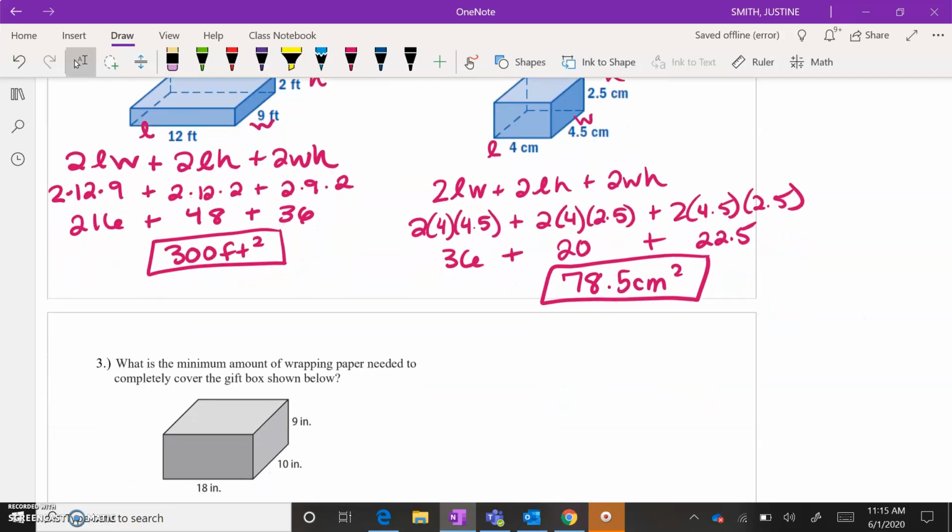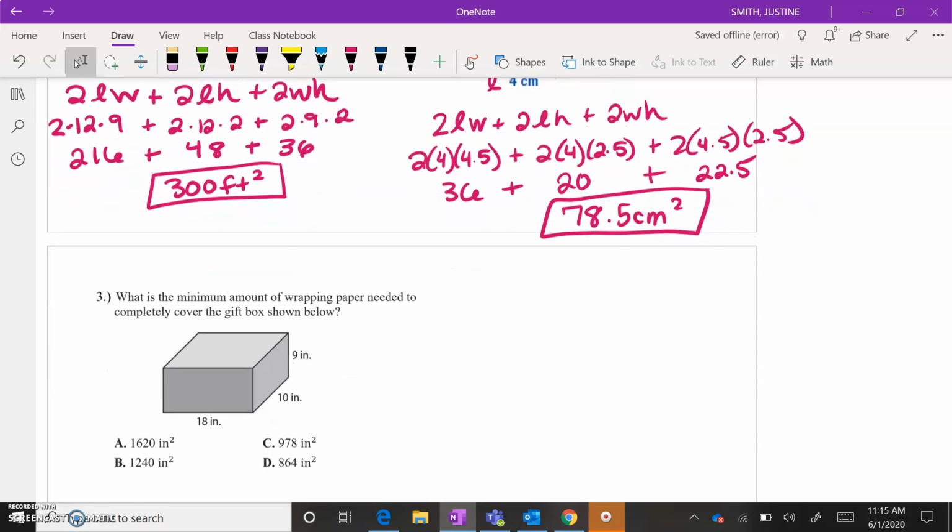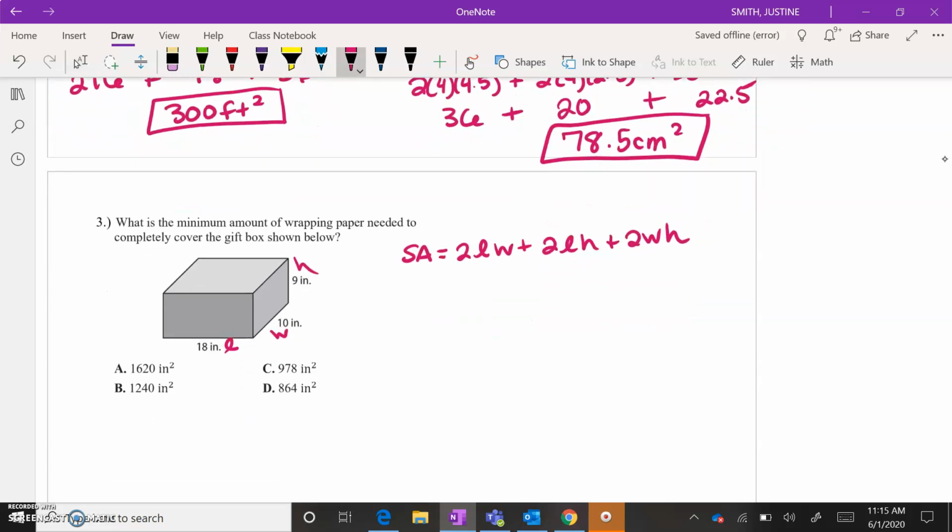All right, so this last one, what is the minimum amount of wrapping paper needed to completely cover the gift box shown below? So again, they want to cover it, so we know that we're talking about surface area. Okay, so we're going to write out our formula. We're going to label the length and the width and the height, and then all we need to do is plug it in. So 2 times 18 times 10 plus 2 times 18 times 9 plus 2 times 10 times 9.